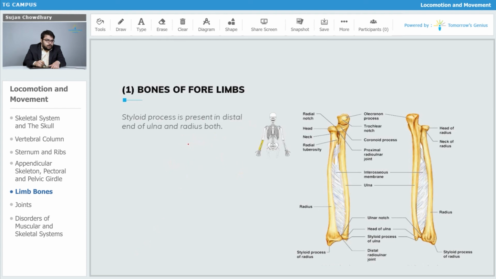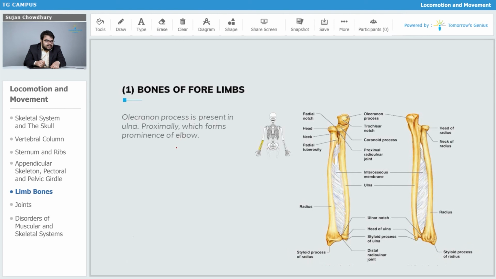There is a styloid process. Here we can observe the styloid process. Here also we can observe the same thing from a different side. The styloid process is present in the distal end of both ulna and radius. So yes, presence of styloid process is a characteristic which helps us identify radius and ulna.